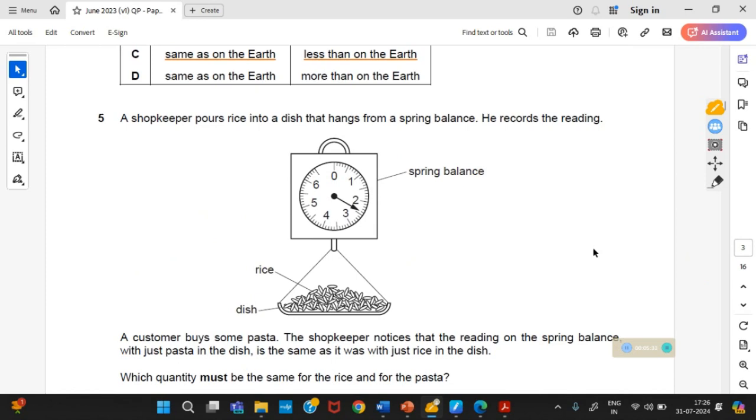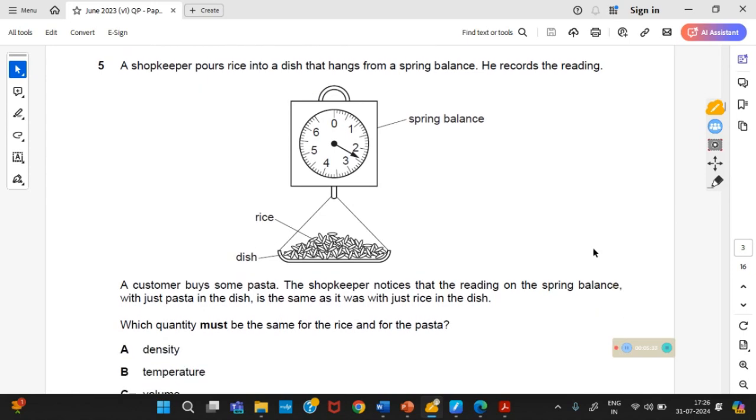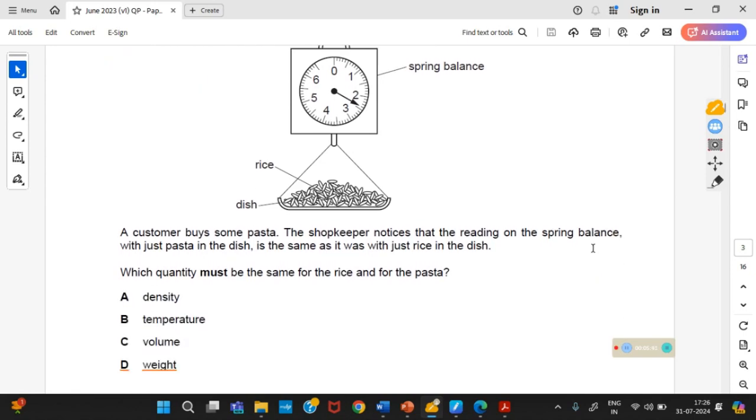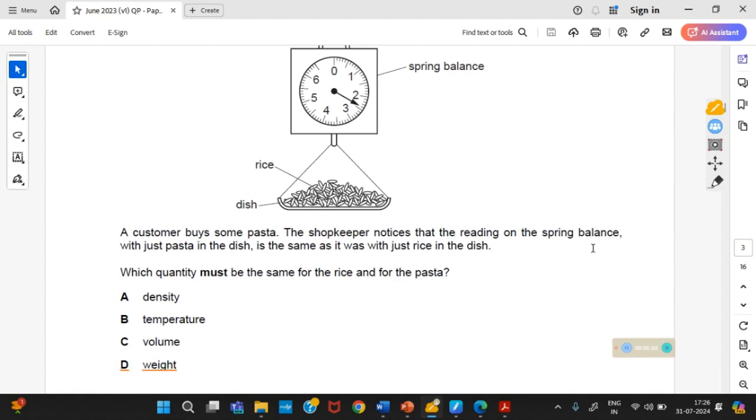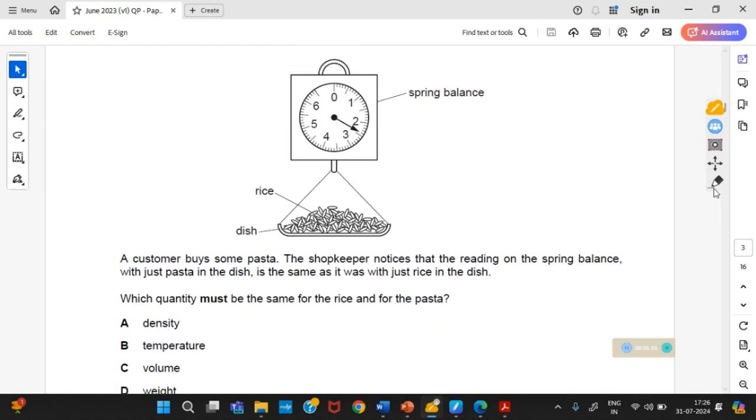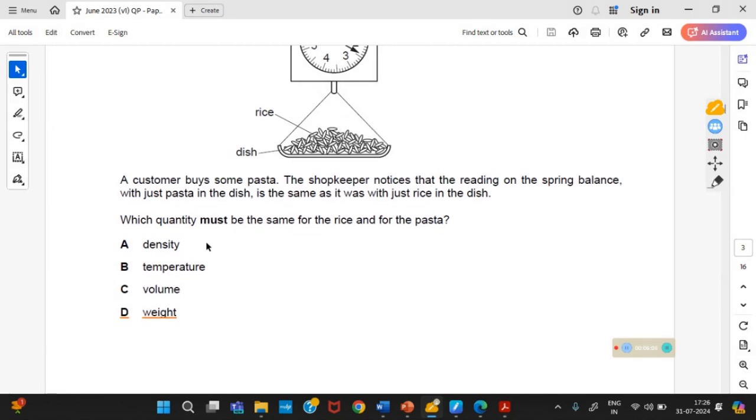Fifth question. A shopkeeper pours rice into a dish that hangs from a spring balance. He records the reading. A customer buys some pasta. The shopkeeper notices that the reading on the spring balance with just pasta in the dish is the same as it was with just rice in the dish. Which quantity must be the same for the rice and for the pasta? Since it is a spring balance, and we measure weight with a spring balance, the answer is option D. The quantity weight is the same for the rice and the pasta.